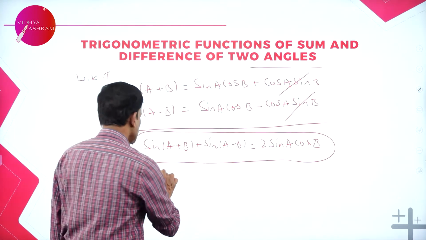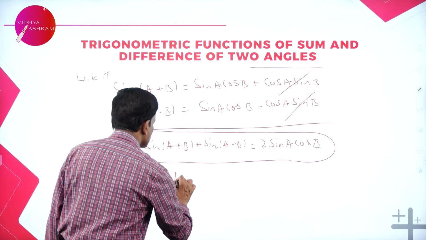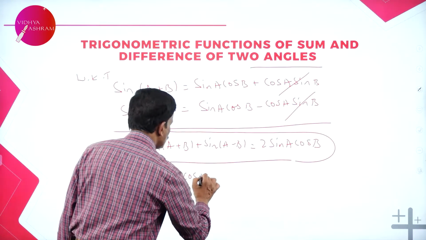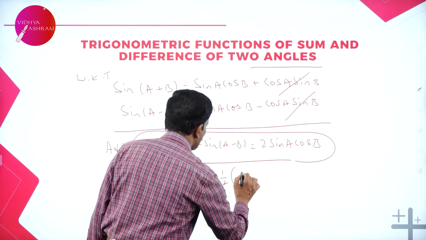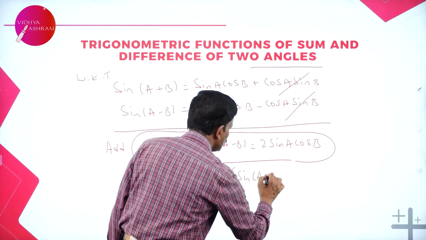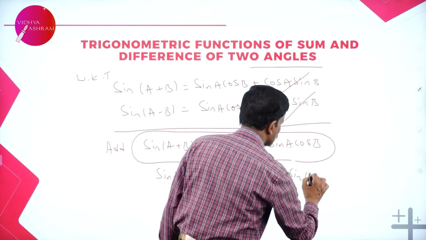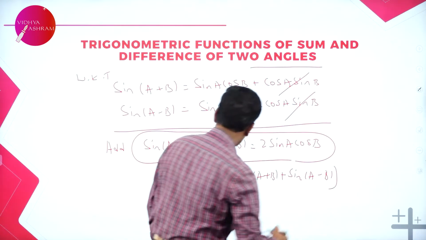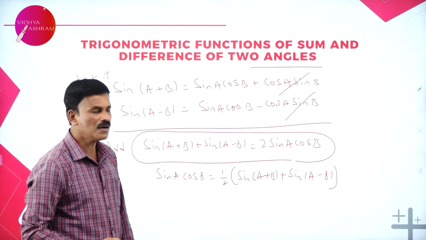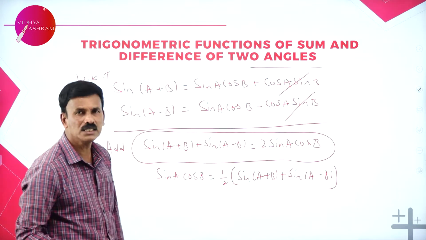Or if you want only sin a cos b, sin a cos b can also be written as half of sin a plus b plus sin a minus b, right? So sin a cos b is equal to half of sin a plus b plus sin a minus b.